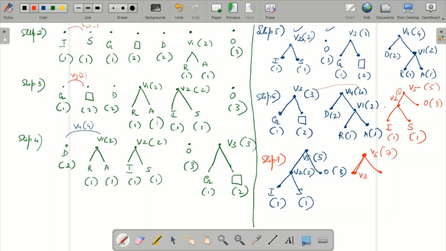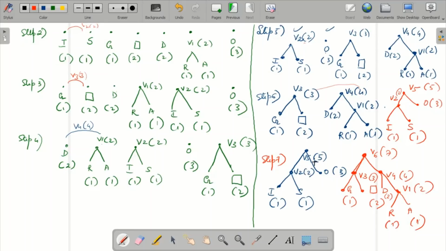V3 and V4. So V3 is 3, V4 is 4. Okay, and for this V3 we have G and space. And this G is 1 and this space is 2. Okay, for V4 again we have the same thing, branch. This branch itself I will draw. One is D, one more on the right, it is V1. For that V1 we have R. For D you write the 2, for R and A. And for this R we have 1 and A as 1, and V1 is 2.